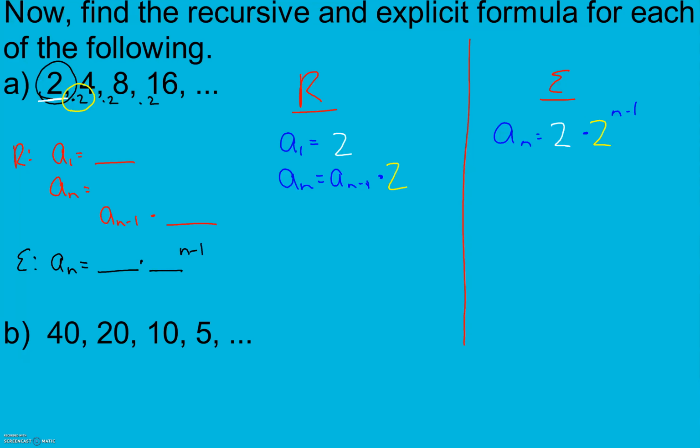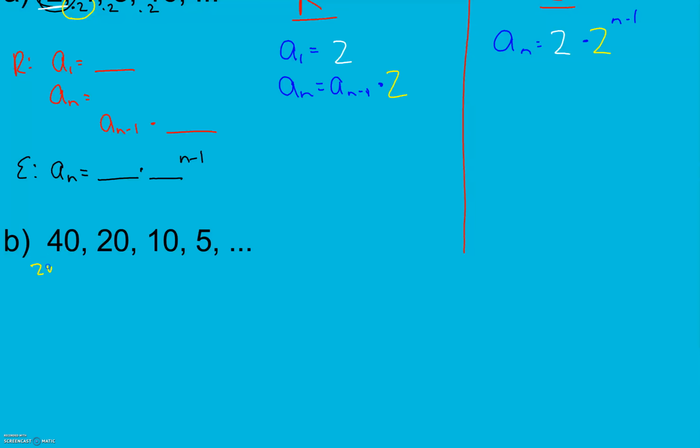For my second one down here, to go from 40 to 20, I multiply by a half each time. So my common ratio is a half, and my first term is 40. I set up my framework, and fill in my values. First term, common ratio.